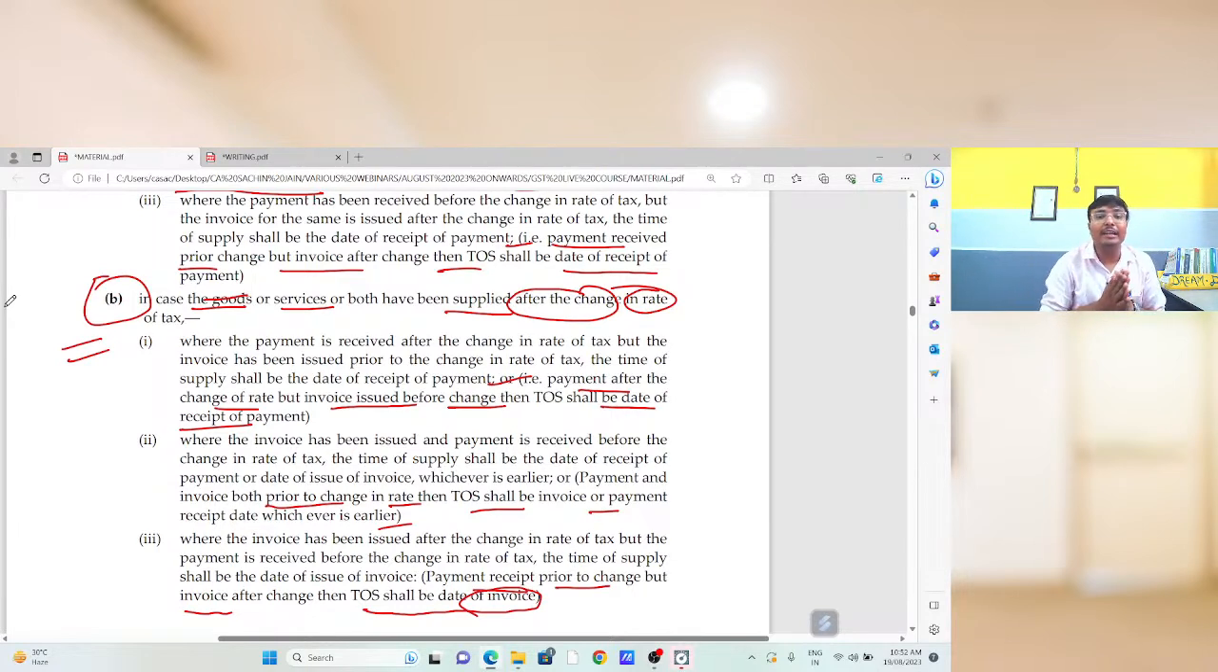After that, we had started our discussion on section number 14 of CGST Act, that is a most important section. Whenever there is a change in rate of taxes, okay, in that case there are two situations: when the goods or services are supplied before the change in rate of tax, and when the goods or services are supplied after the change in rate of tax. These are the concepts we had discussed in our today's session.